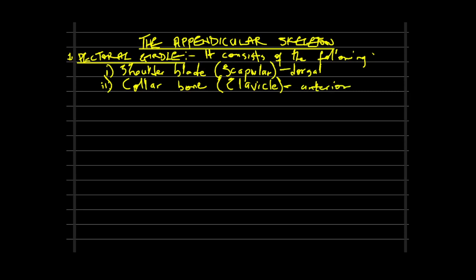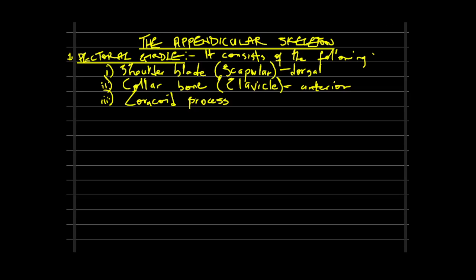We have the third one, which is the coracoid process, which forms the projection of the scapula. So these are the parts that are found in the pectoral girdle.